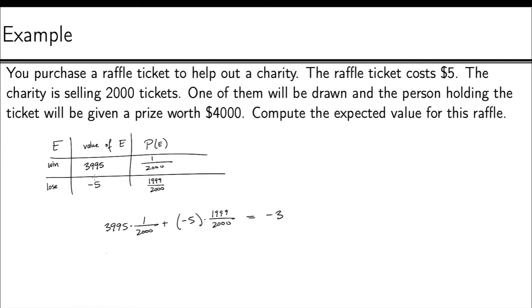Now, if we had done this from the point of view of the charity, these values would have been different. In fact, our events wouldn't really have been anything. There's really only one possibility, and that is, the one person wins. And so, from the 2,000 people that pay $5, you get $10,000, but then you give away a $4,000 prize. So for the charity, no matter what, this has an expected value of $6,000, and that is the only possible outcome for them.